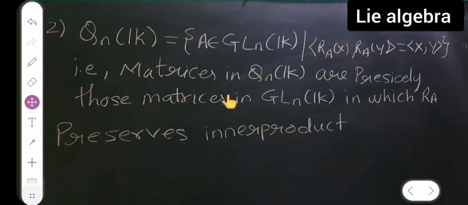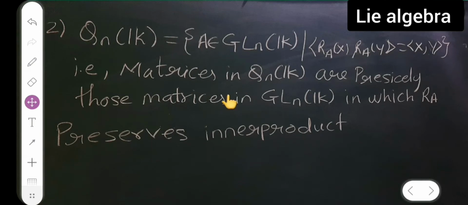Next is Q_n(K), the second one. This is also from the previous lecture, just revising. Recall it. Q_n(K) is equal to the set of A belonging to J_n(K), where R_A(x), R_A(y) inner product is equal to the inner product of x, y. So matrices in Q_n(K) are precisely those matrices in J_n(K) in which R_A preserves the inner product. So these are the remarks which you all have to know.